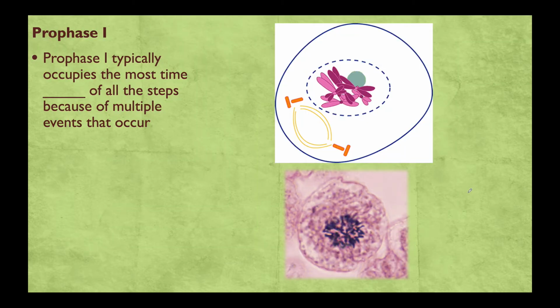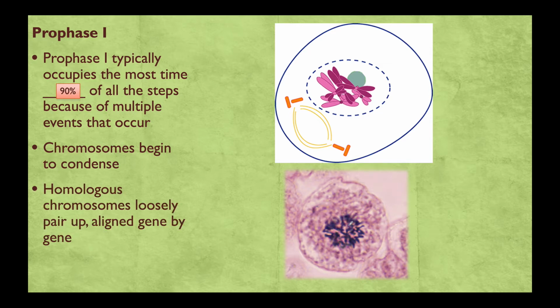Prophase 1 is a long one, typically occupies the most time, over 90% of all the steps during meiosis because of the multiple events that happen. Just like in mitosis, we start to see the chromosomes begin to condense. So we go from loose chromatin, DNA that we can't even see in the nucleus, to condensed, we call them squiggly jigglies, these things right here, structures which are wound up chromosomes, supercoiled DNA.